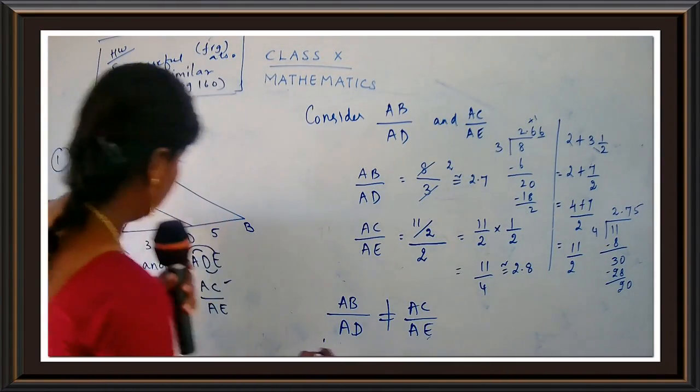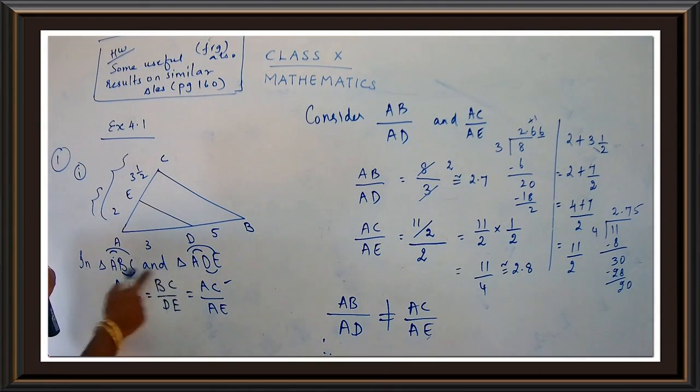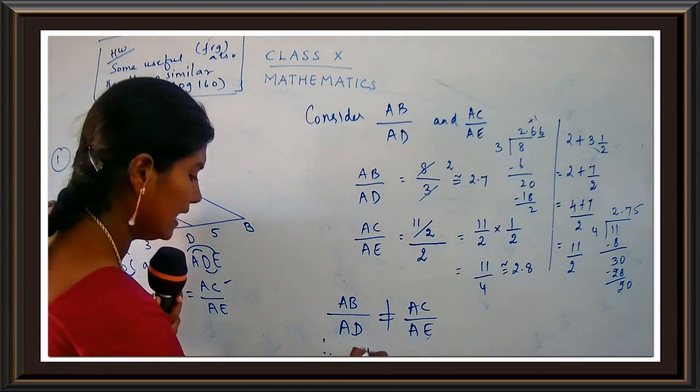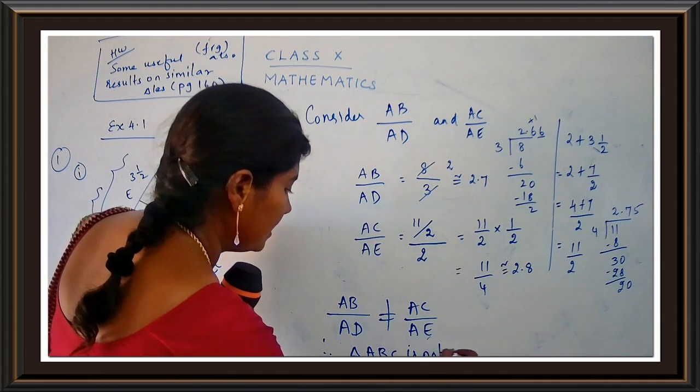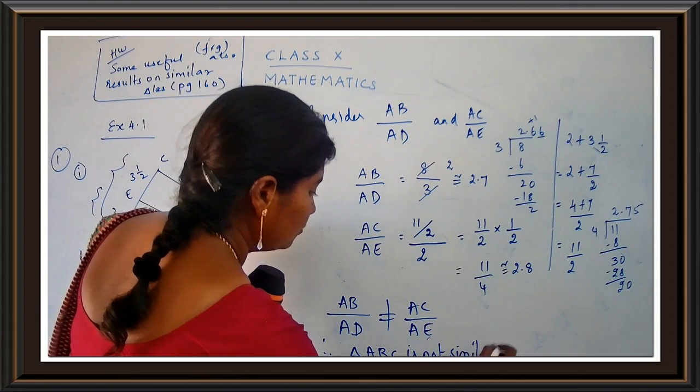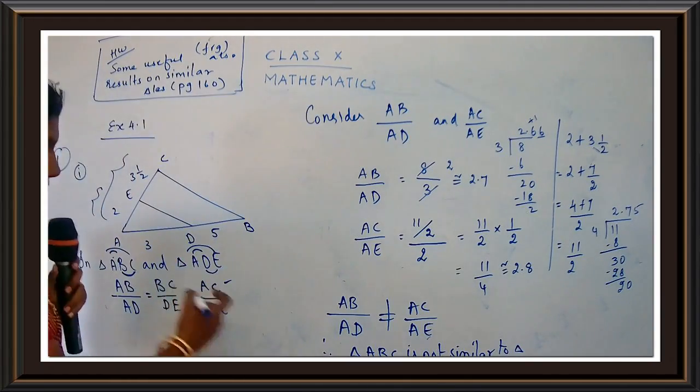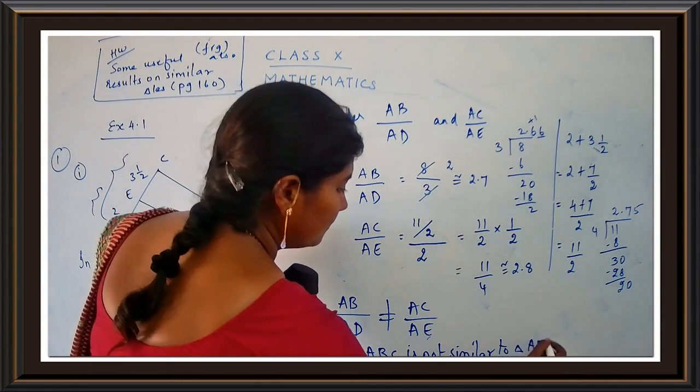Therefore, which are the two triangles we have taken here? Therefore, triangle ABC is not similar to triangle ADE. I hope you are clear with this step, with this problem.